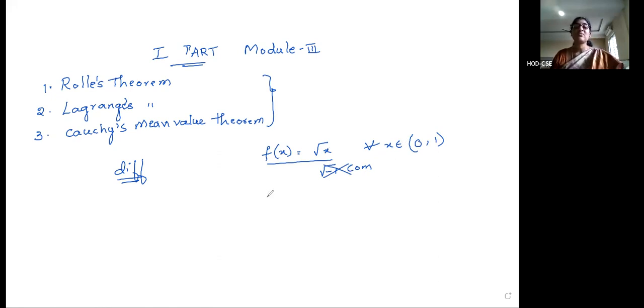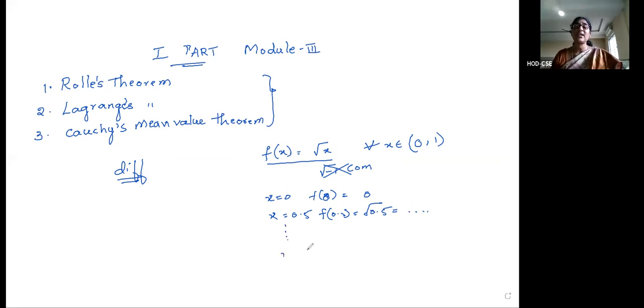So if x is equal to 0, f of x will be equal to 0. F of 0 is equal to 0, right? If x is equal to 0.5, then f of 0.5 is equal to under root of 0.5, which is nothing but some value, we'll get 0 point some value, right? Which can be plotted on the graph. So on and so forth.